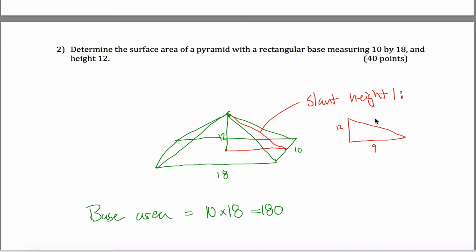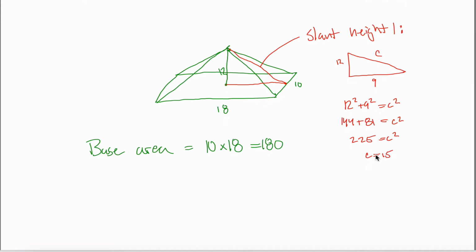And what I have to do is figure out this, maybe I'll put it in as C. 12 squared plus 9 squared is equal to C squared. 144 plus 81 is equal to 225. So 225 is equal to C squared, and therefore C is equal to 15. So slant height 1 is 15. This length right here is 15. But there's another slant height that I'm going to be interested in, and it's this one here. Slant height 2.